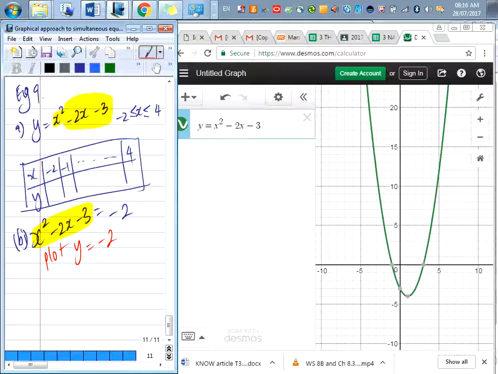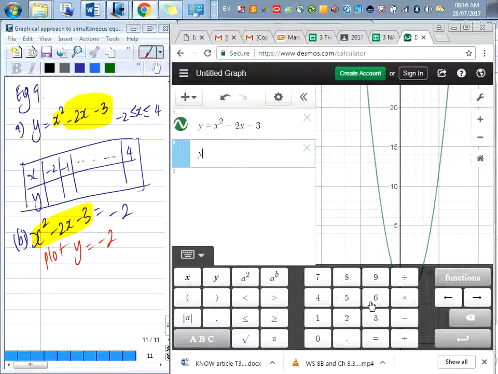and there could also be no solution. Either 2 solutions, where it cuts 2 times, or 1 solution which is repeated, where it just touches the minimum point, or no solution if it doesn't cut at all. So right now I'm going to plot the graph of y equals negative 2. So y equals negative 2.